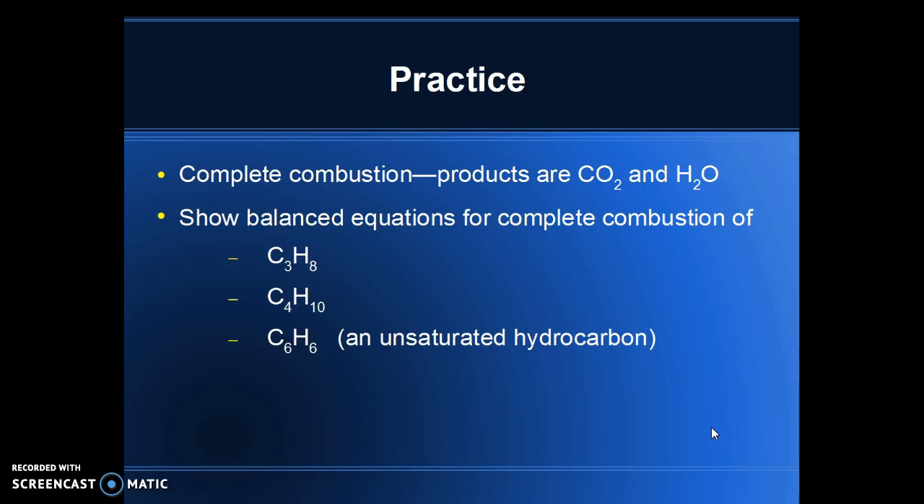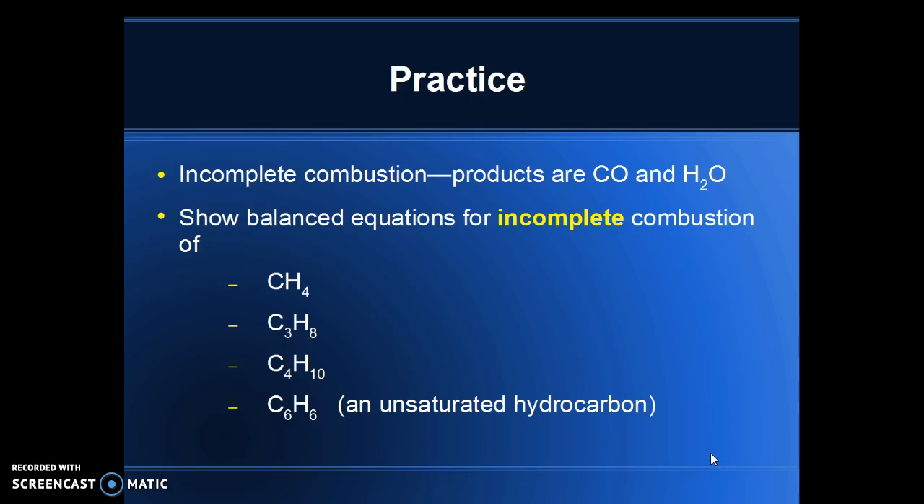So you can practice complete combustions where the products are carbon dioxide and water vapor. So show balanced equations for the complete combustion of C3H8, C4H10, and the unsaturated hydrocarbon benzene, C6H6. Go ahead and do that and turn off the video.